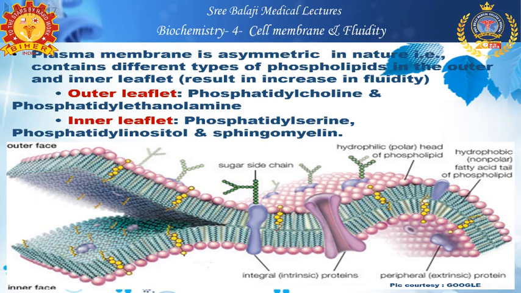The plasma membrane is usually asymmetric in nature, that is, it contains different types of phospholipids in the outer and inner leaflet, which increases the fluidity of the cell membrane. Usually in the outer leaflet you have phosphatidylcholine and phosphatidylethanolamine. In the inner leaflet you have phosphatidylserine, phosphatidylinositol and sphingomyelin.